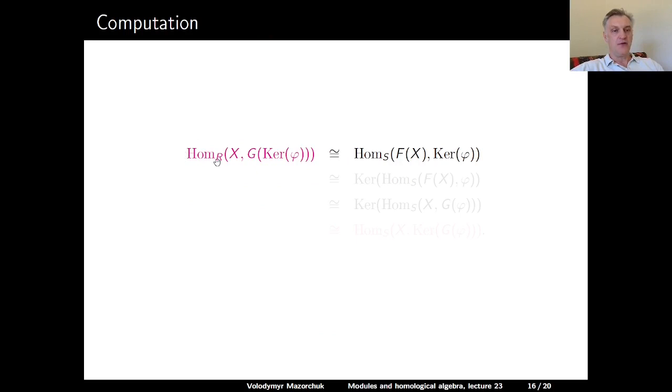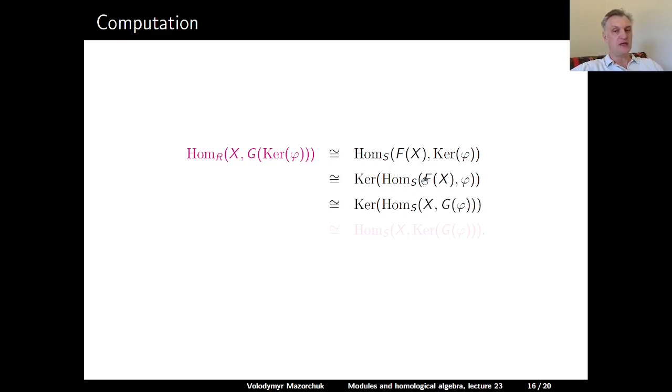So we compute Hom_R from X to G applied to the kernel of some morphism phi. Now G is right adjoint to F, so we use the adjunction and rewrite this as Hom over S from F of X to the kernel of phi. And since we already know that Hom is left exact, we can move the kernel out and get that this is a kernel of the morphism obtained by applying Hom over S from F of X to the morphism phi.